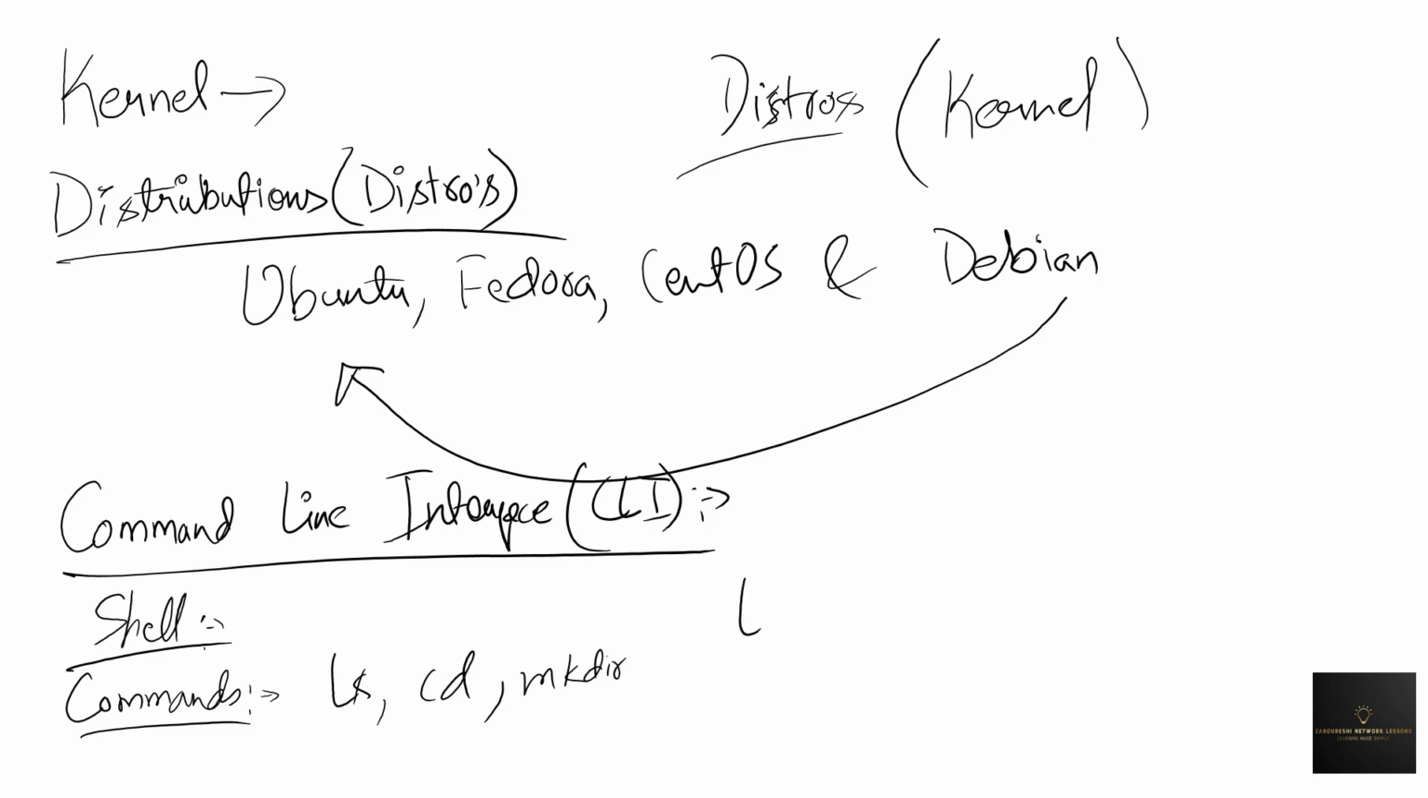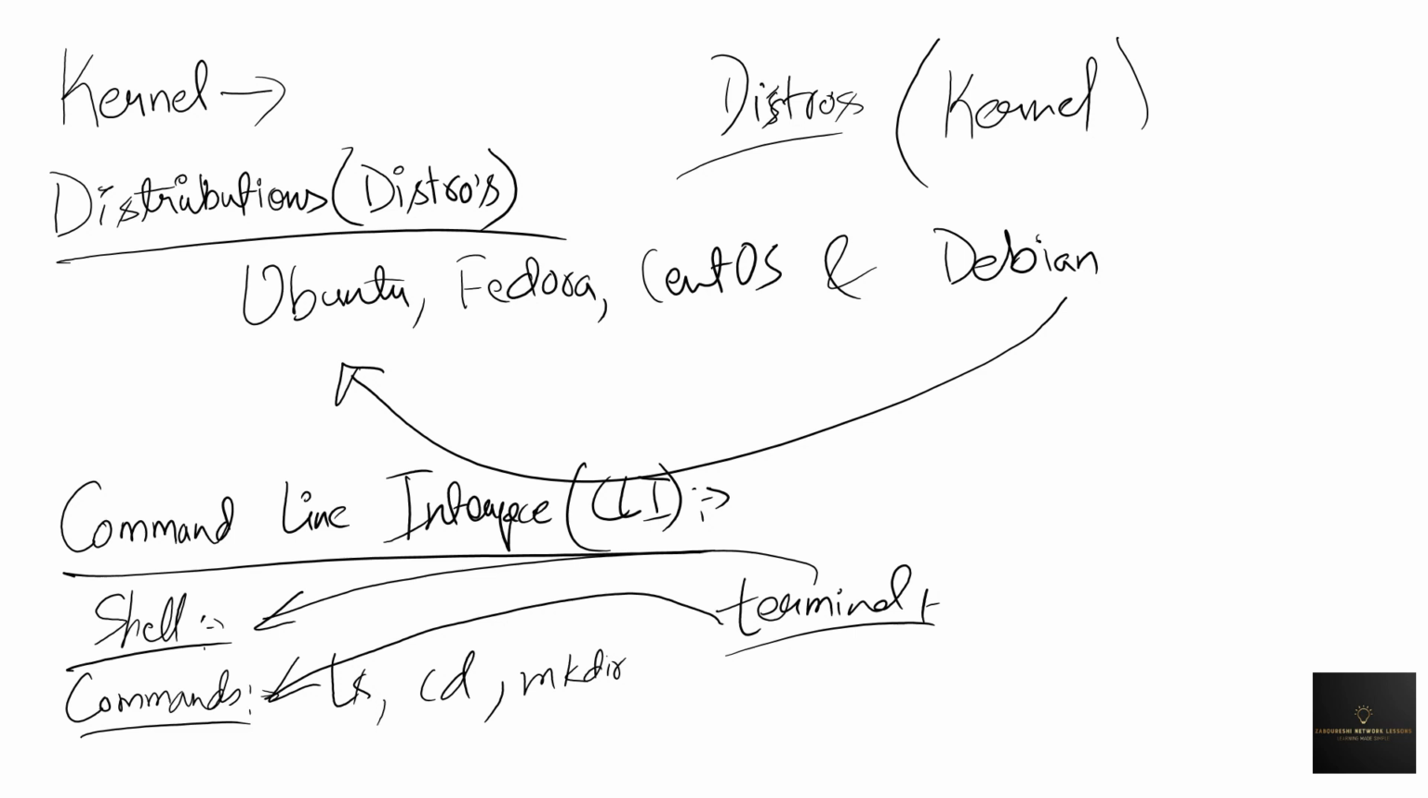Then one more thing is the terminal. What is the terminal? The terminal is an application that provides access to the shell. It allows you to enter and execute commands. So this terminal helps you to achieve these two. Learning to use the CLI is essential for effectively managing and configuring Linux. Now, that's all about the terminology.